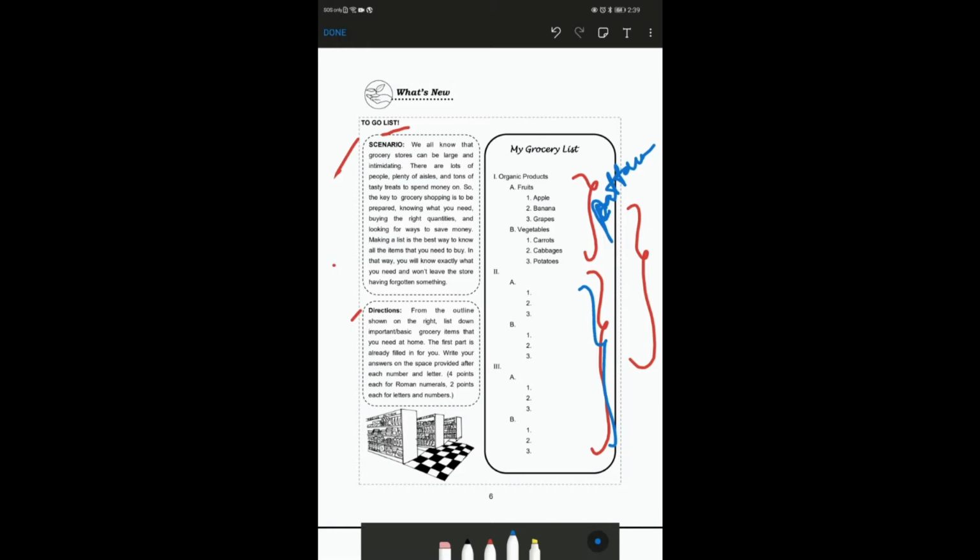Look at this. In the Roman numeral I, it is put there organic products and then capital A and B. And what are these organic products? When you say organic, of course, these are naturally made products, like fruits and vegetables. And then under fruits, what are the fruits they need at home? Apple, banana, and grapes. And then for vegetables, he listed carrots, cabbages, and potatoes. So you have to do that on this part.